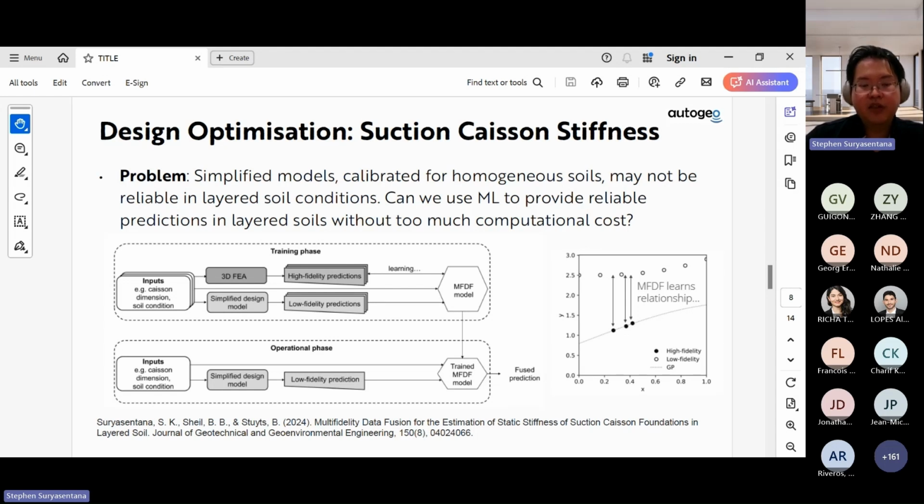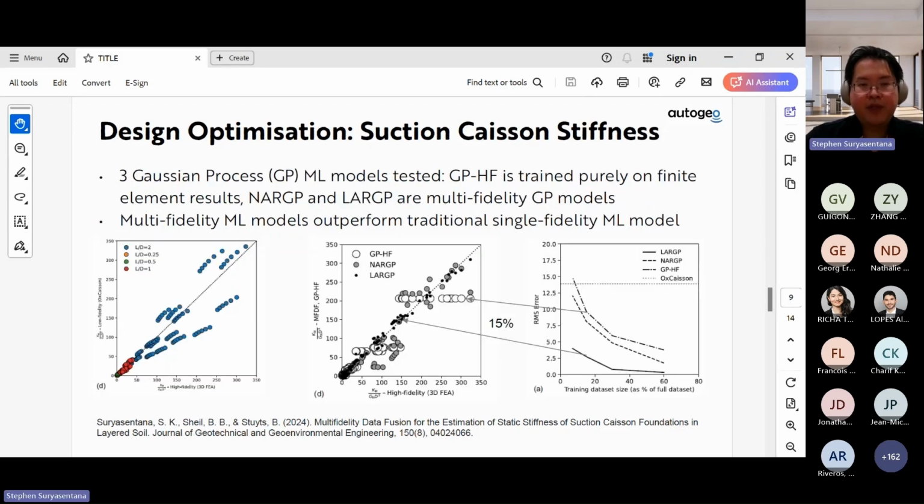So one approach that has been shown to be quite effective is to use multi-fidelity modeling to learn the relationship between a small set of finite element results and the corresponding simplified model calculations. After the training process has been done, you can then use the machine learning model to correct the errors of the simplified model calculations, and this will provide you with much more accurate predictions with high efficiency. So in this particular paper, we apply this concept for the prediction of the suction casing stiffness.